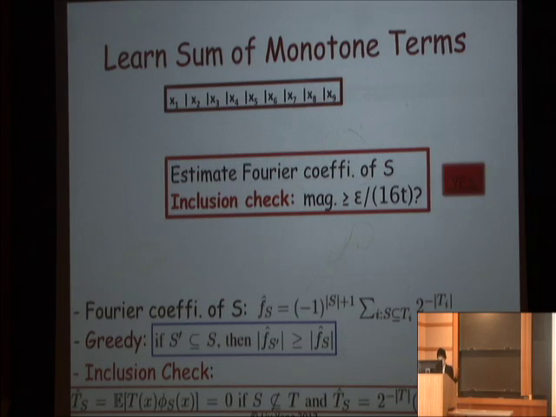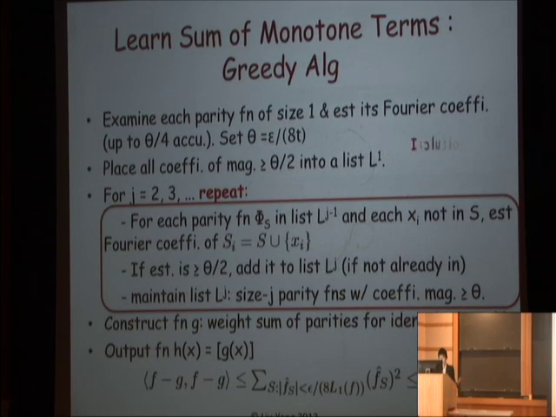And this is one instance of how exactly this greedy procedure works. Start with x1 and try each one, and check whether the magnitude of the Fourier coefficient of S is still more than epsilon over 16 times t. Formally, you start with singletons, and then simultaneously you do the inclusion check in the greedy way, and eventually it outputs a bunch of conjunctions, and you union them together. There's a stopping criterion guarantee.